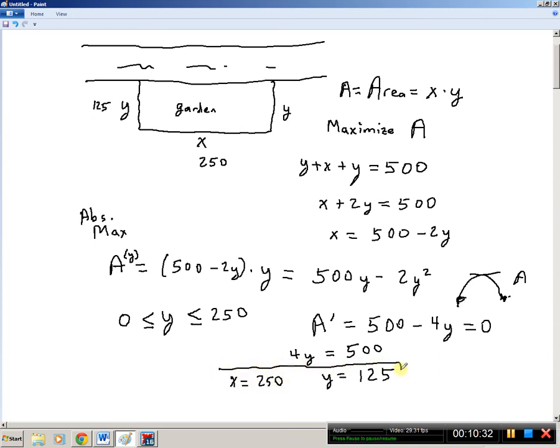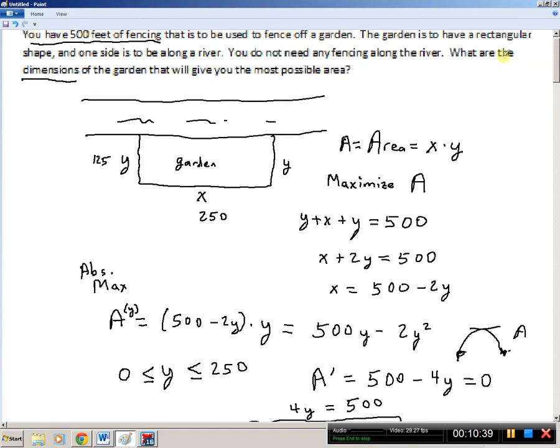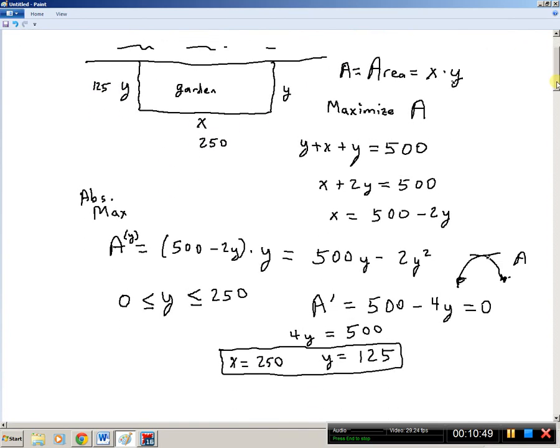So the dimensions, read back to the original question. If you look at the original question, the question says, what are the dimensions of the garden that will give you the most area? And now we know the dimensions are 125 by 250, or 250 by 125.